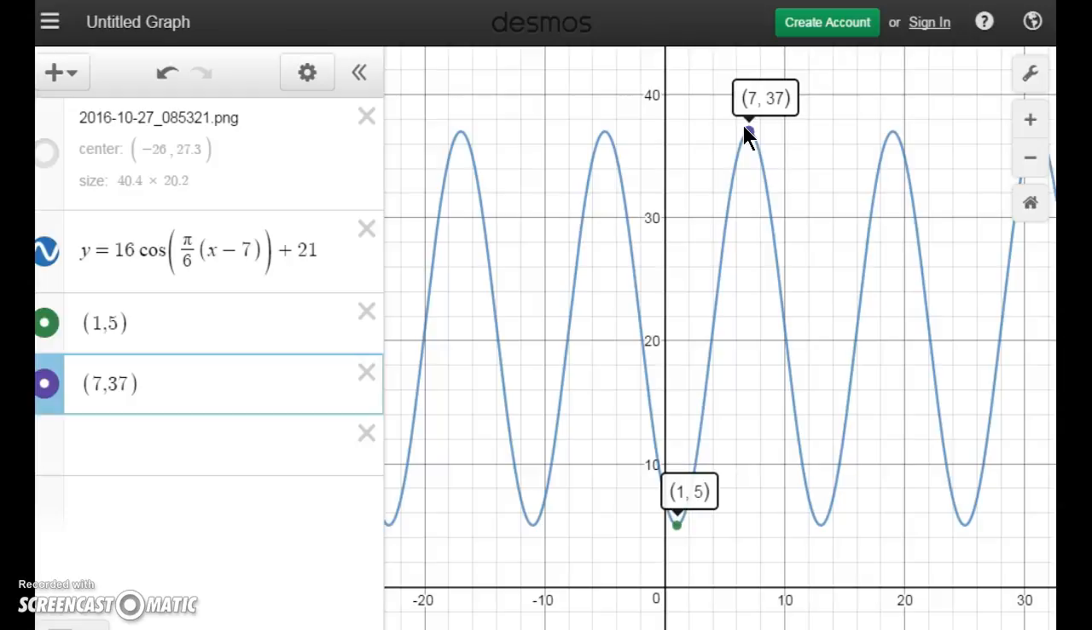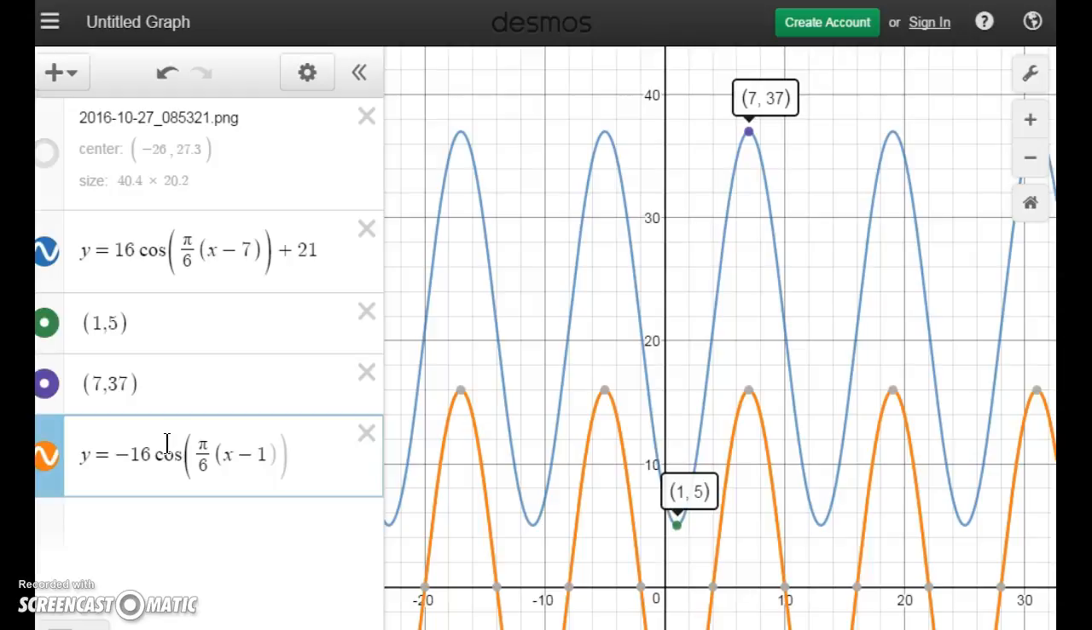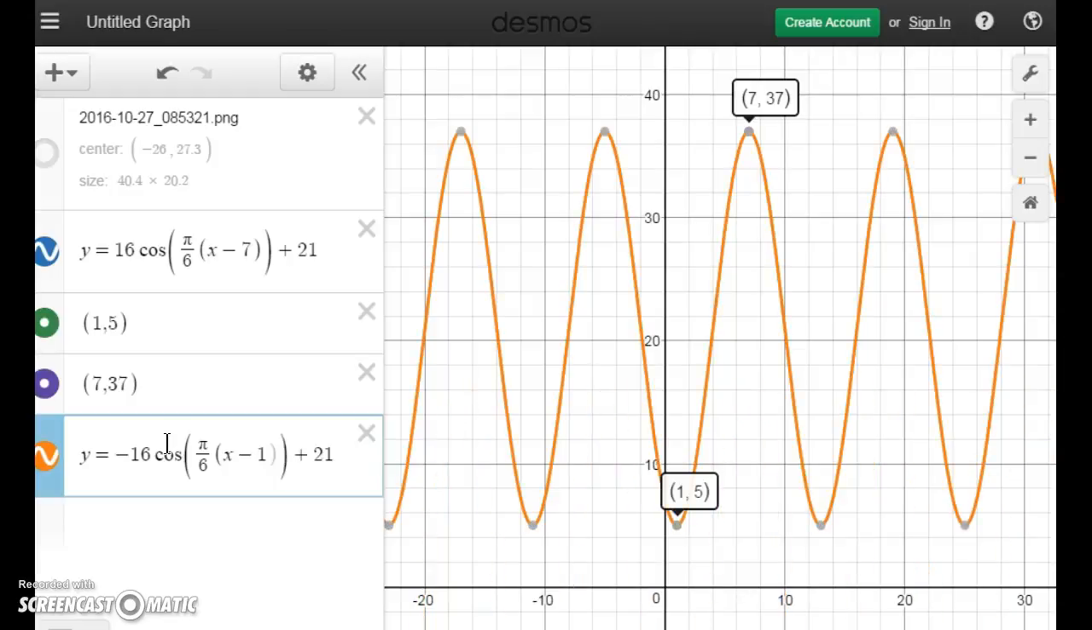Okay. Now, if you check the textbook, the answer for this question is y is equal to -16 cosine of pi over 6 (x minus 1) plus 21. Now, what is the difference? As you can see, the two graphs are identical. They are on top of each other, so they are identical. However, the equation looks different.